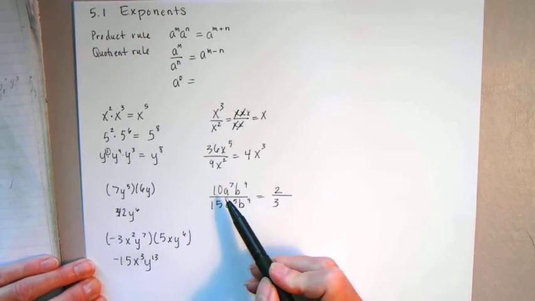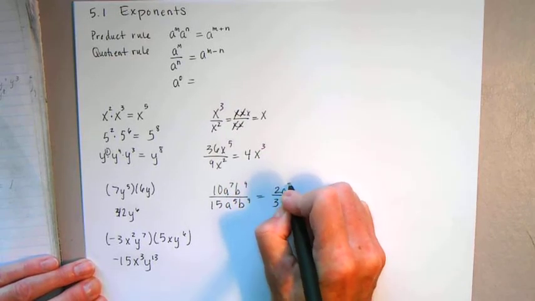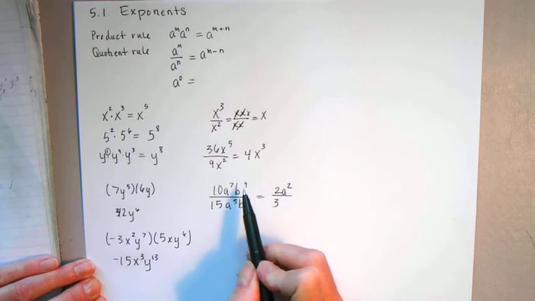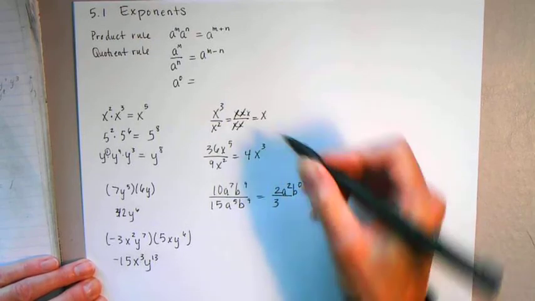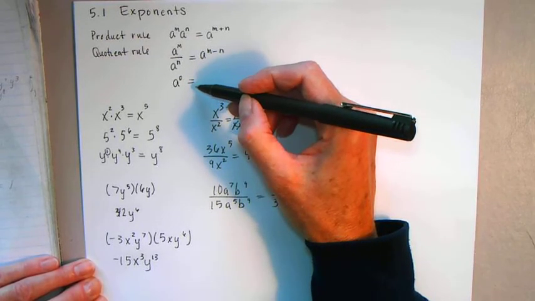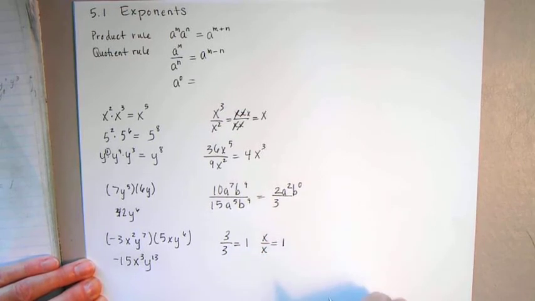Now let's talk about our variables. Same base, so I go 7 subtract 5. So I get a squared. Now, b to the 9 divided by b to the 9 is b to the 0. And this is where this rule comes into play. X divided by x is 1, and that's true if I have variables. Well, guess what? B to the 9 divided by B to the 9 is 1.